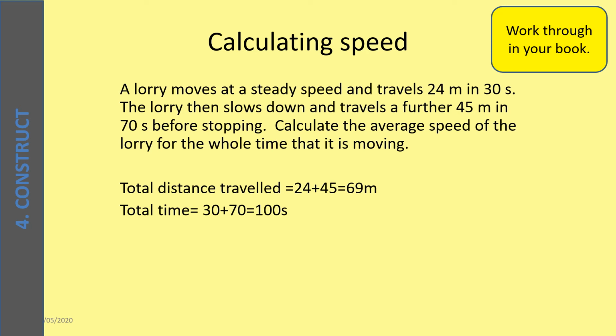So now we know the total distance and the total time. We can put down our formula. Speed equals distance divided by time. Substitute in our figures, and out comes the answer, 0.69 meters per second. That's the average speed over the whole journey, the two parts of the journey added together.